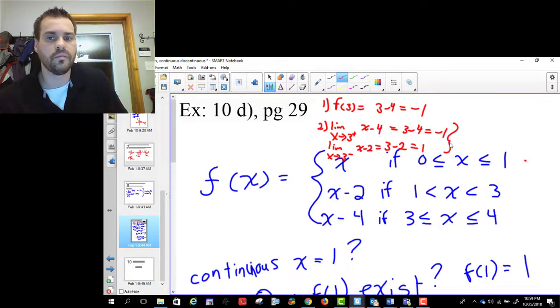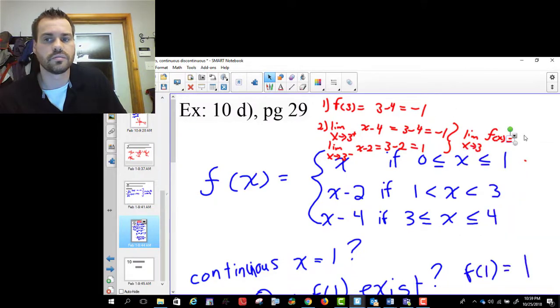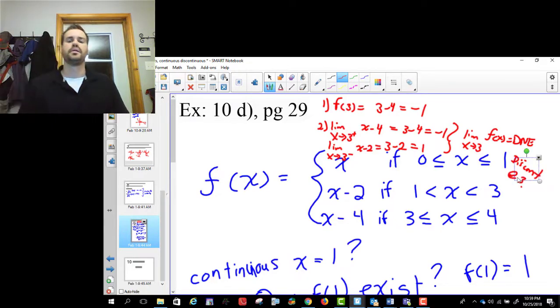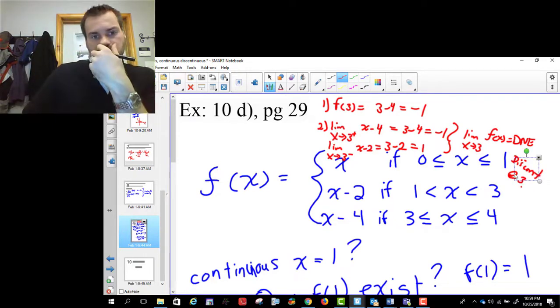These are not the same, so I can conclude that the limit as x approaches 3 of f of x does not exist. And because of that, we can make the statement that it's also discontinuous. I won't write the whole thing out, but it's discontinuous at 3, because the limit doesn't exist.